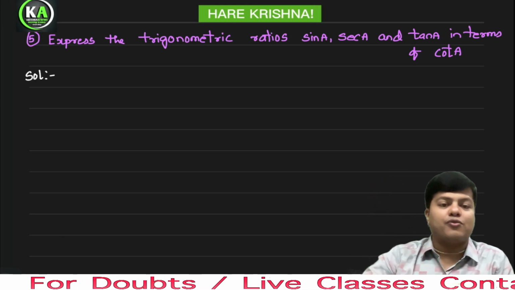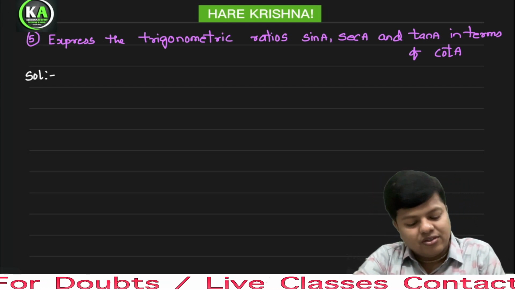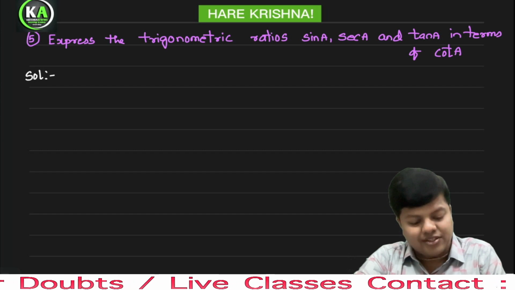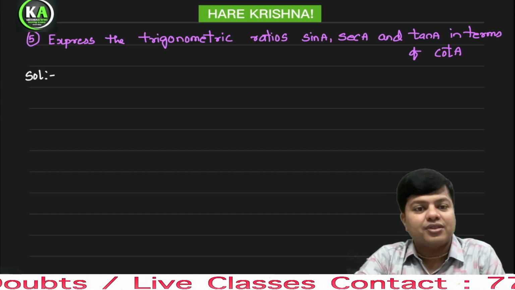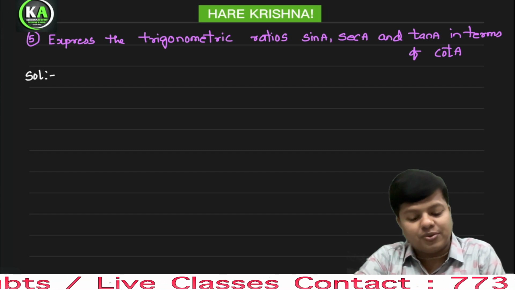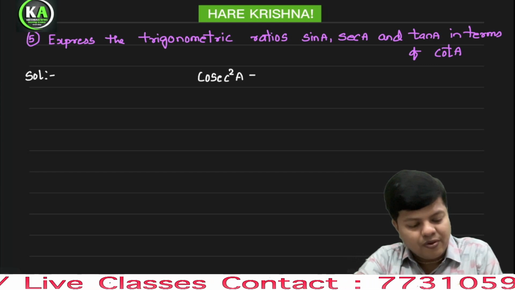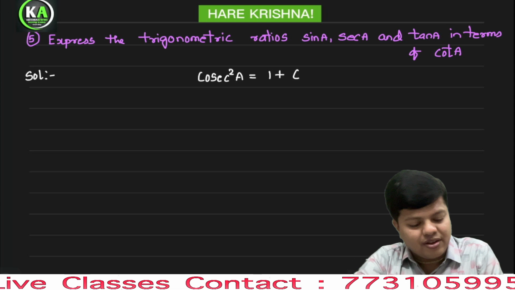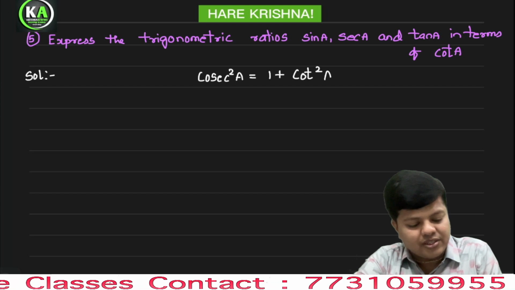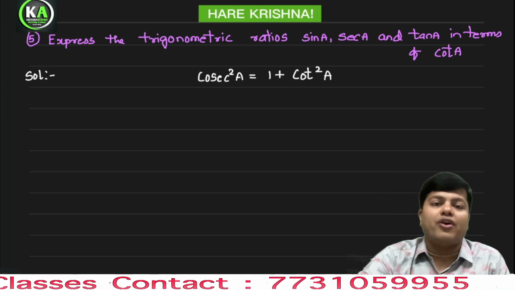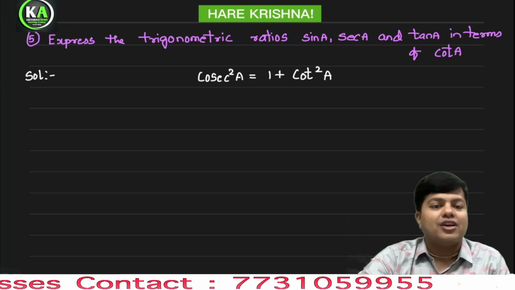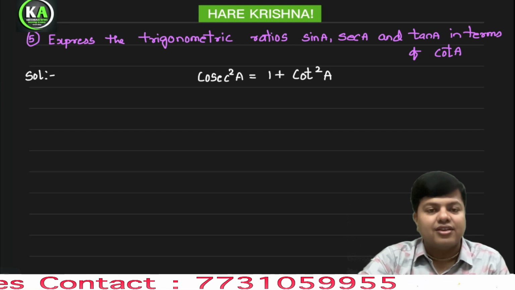So what is the cot A wala identity? Cosecant square A is equal to 1 plus cot square A. Okay, sir, this is the identity we want in terms of cot A. Okay, sir, we will get.